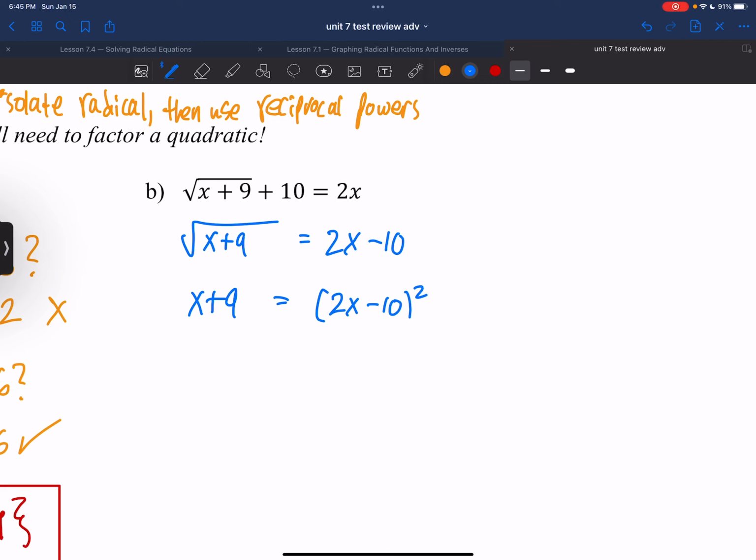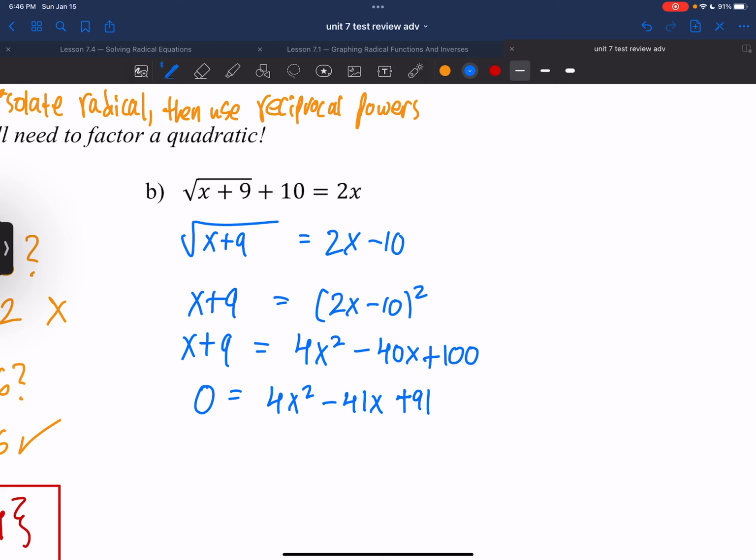Okay, let's expand that nonsense on the right. X plus 9. Sorry, my eye is starting to water. 2x times 2x is 4x squared. Minus 20x, double that, it's 40x. And then plus 100. Let's move all this junk over. 0 equals 4x squared minus 41x, and then plus 91? What? 91? Ugh.